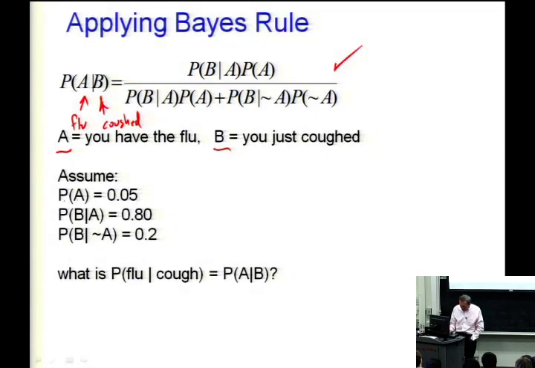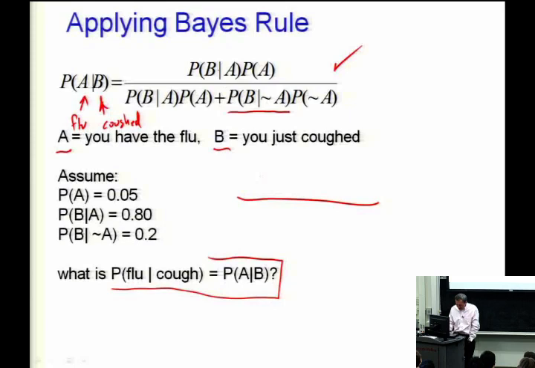But to do that, we need these different terms. So I'm going to say the prior probability of the flu is 0.05. Seems kind of reasonable. The probability that you cough, given that you have the flu, let's say is 80%, 0.8. And we also need this other funny term, the probability that you cough, given that you do not have the flu. I'm going to guess people cough for random reasons at different times, so I'm going to say 0.2.